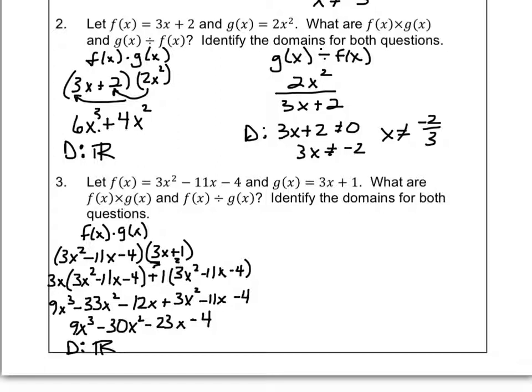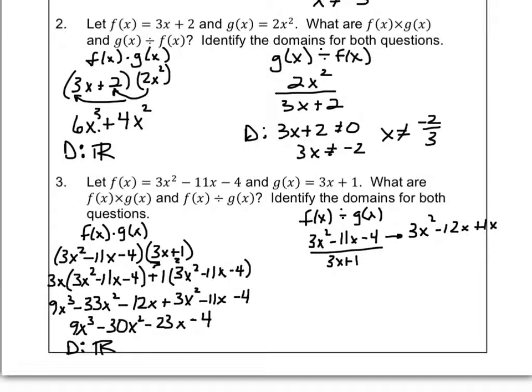All right, division. F of x divided by g of x. So f of x is going to go on top. 3x squared minus 11x and minus 4 over g of x, which is 3x plus 1. I cannot factor the bottom, but I can try and factor the top. So when I factor the top, I need factors of negative 12 that add to negative 11. So the top is going to become 3x squared minus 12x plus 1x and minus 4.